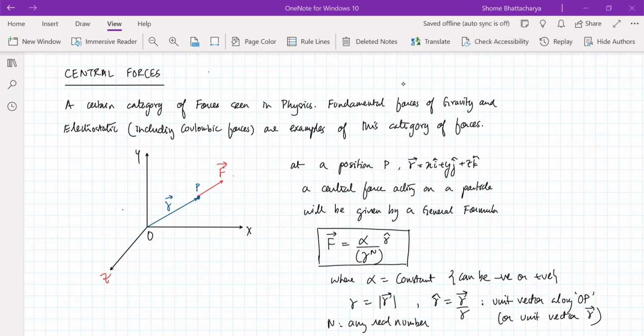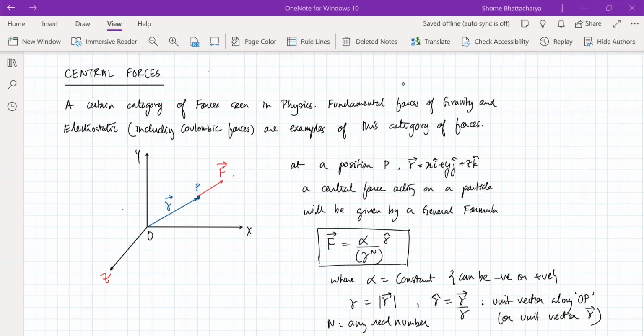Yeah, when the value of n is 2, then you have that particular example of Coulombic force or gravitational force, k q1 q2 by r square. But the whole point is that central forces are a general family of forces where the value of n need not be 2. n can be, for example, half also. n can be minus 2 also. So basically the magnitude of the force should depend on some kind of power of r. And the direction of force should be either along plus r cap or minus r cap.